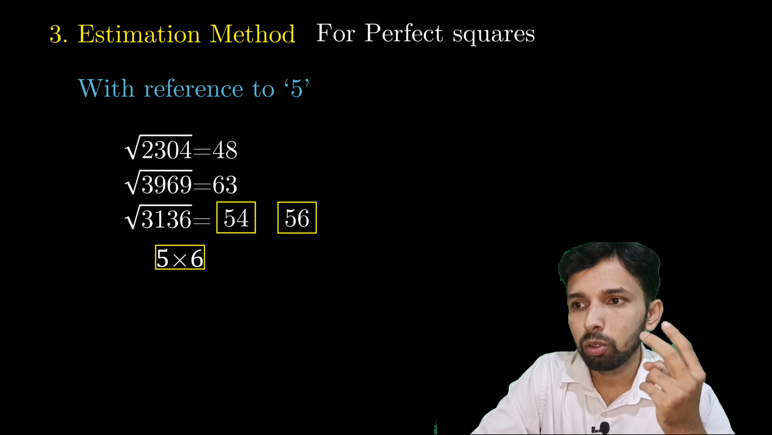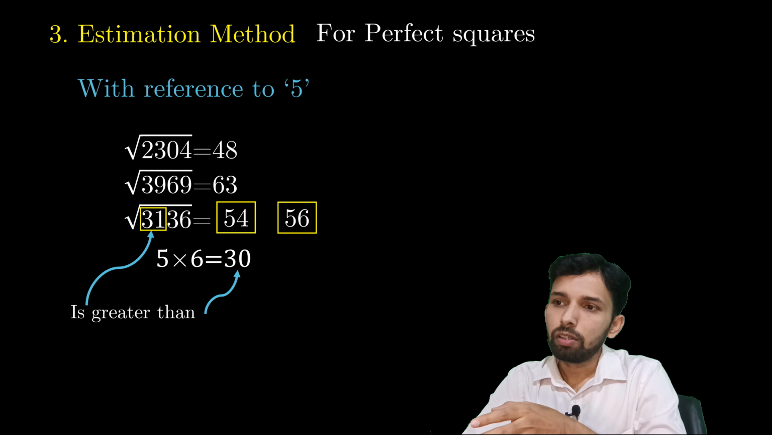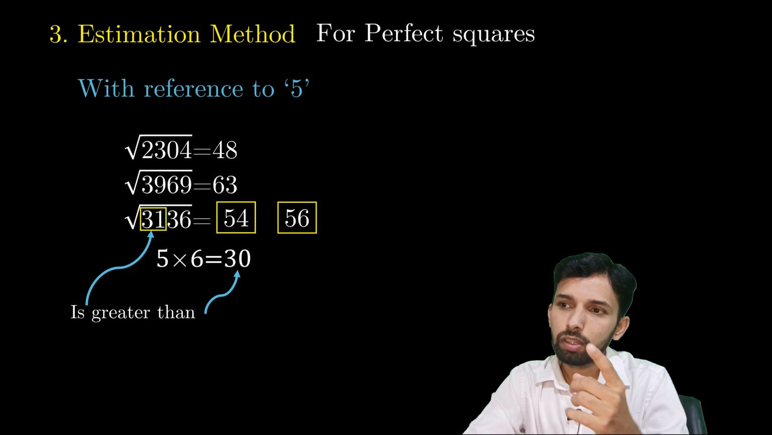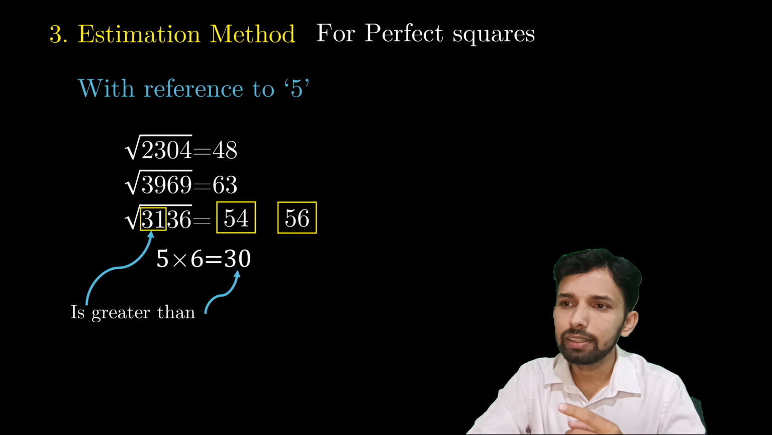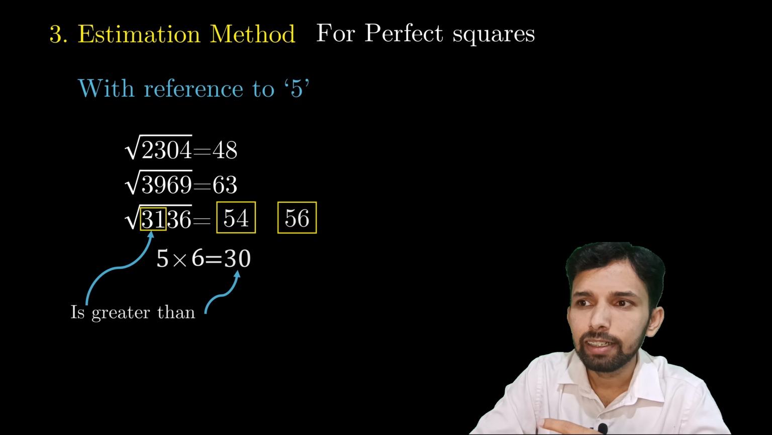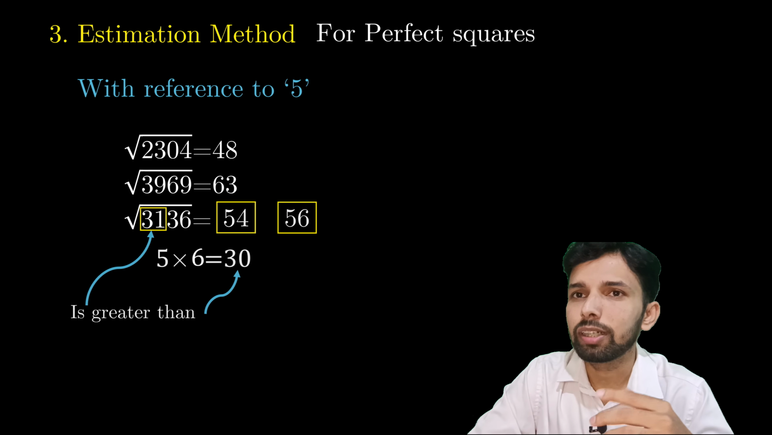So out of those, we choose using the next digit, right? The consecutive number of 5. 5 times 6 is 30. Now we compare 31 with 30. If we compare 31 with 30, we notice that 31 is greater than 30. Therefore, out of both probable answers, 56 is the greater number, so that is our answer.